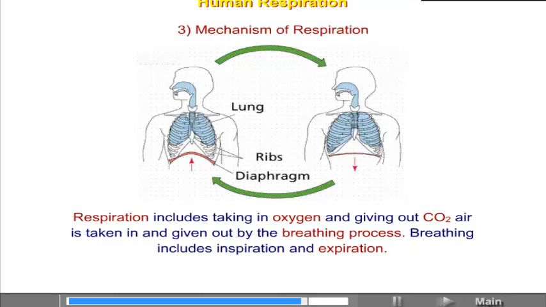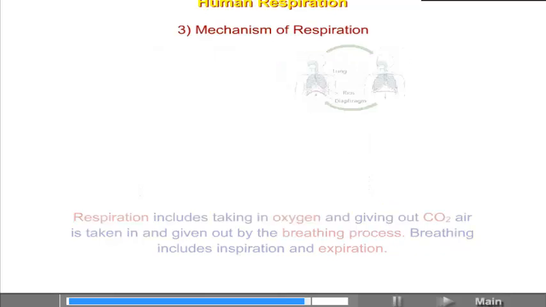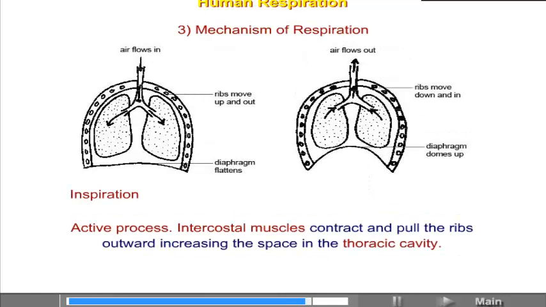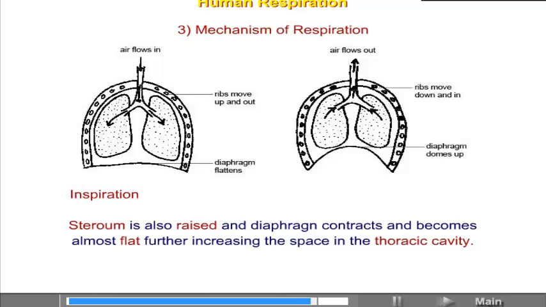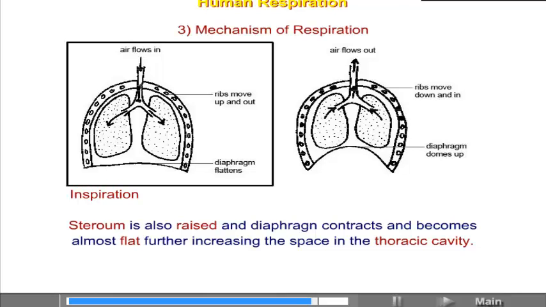Air is taken in and given out by the breathing process. Breathing includes inspiration and expiration. Inspiration is an active process. Intercostal muscles contract and pull the ribs outward, increasing the space in the thoracic cavity. The sternum is also raised and the diaphragm contracts and becomes almost flat, further increasing the space in the thoracic cavity.